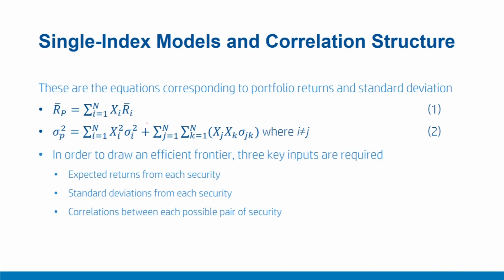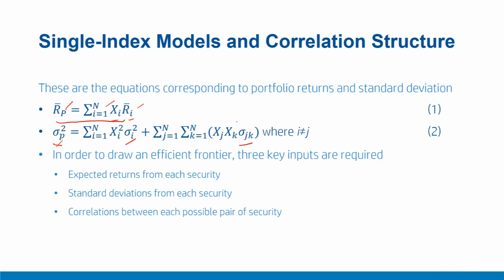These are the equations corresponding to portfolio returns, which is this one: portfolio returns R_P bar equal to sigma x_i R_i bar, and standard deviation. These notations are familiar to us. Sigma_p squared is equal to summation x_i squared sigma_i squared plus summation x_j x_k sigma_jk. Here R_P bar is the expected return on portfolio, x_i is the weights, R_i bar is the individual security expected returns, sigma_p squared is the variance of portfolio, sigma_i squared are the variances of individual securities, and sigma_jk is the covariance between security j and k.